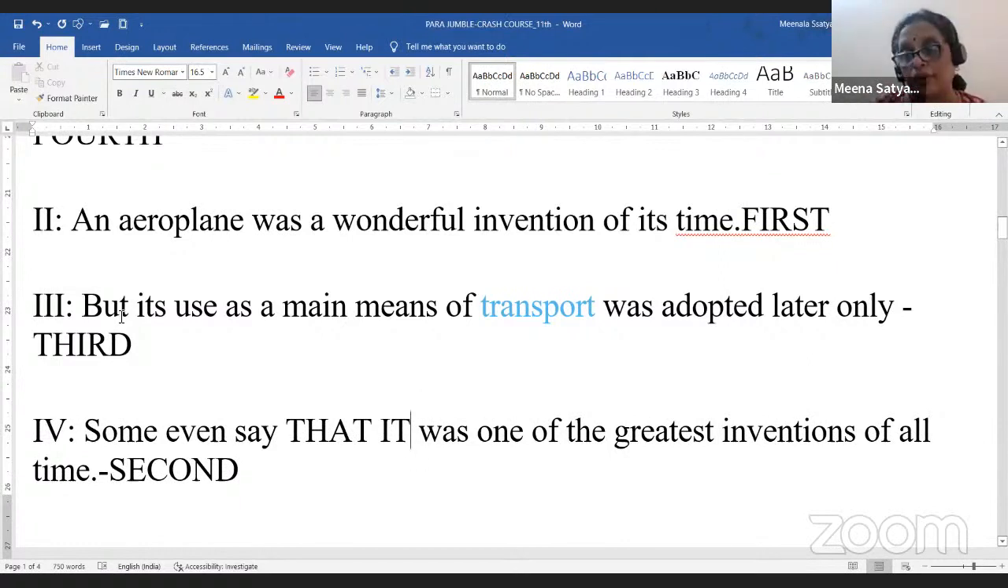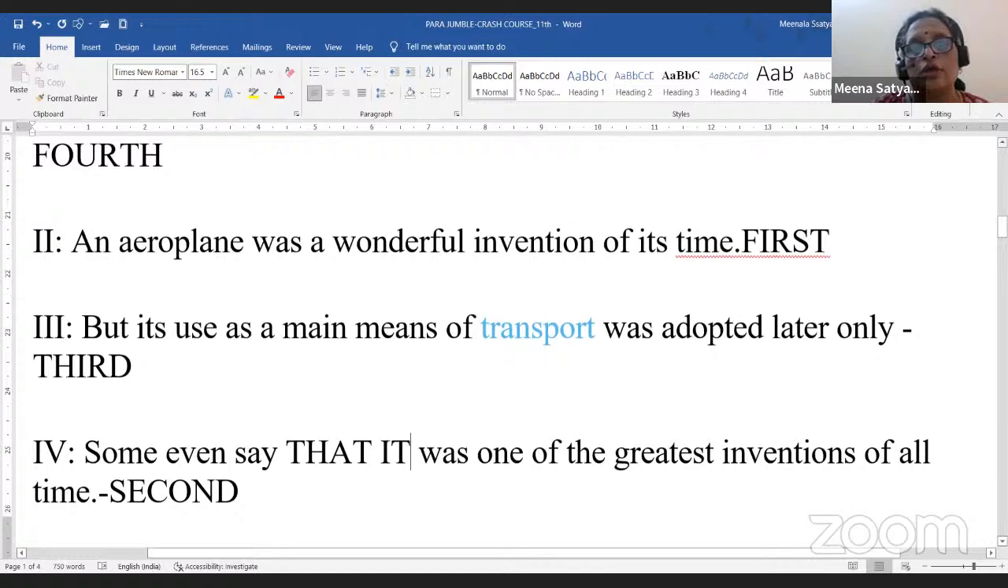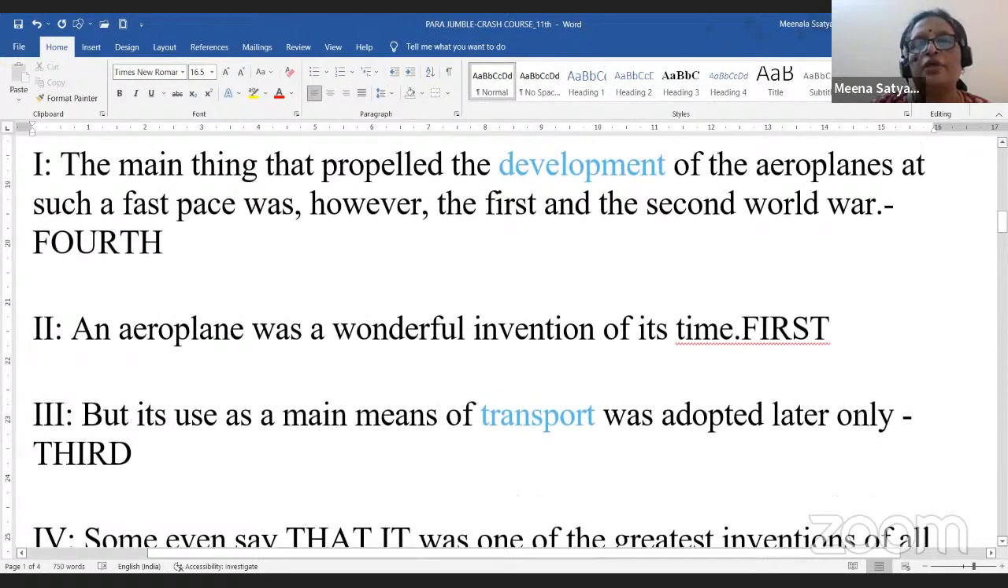That is the third. Ultimately, what is the conclusion of this? The fact that the war propelled the development of the aeroplanes at such a fast pace was not as a means of transport. It was, however, the First and the Second World War. Okay, so this is the way the paragraph has to be answered.